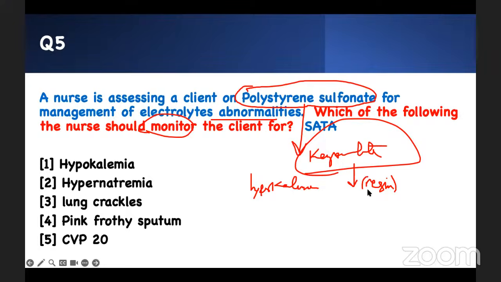It gets rid of stuff, especially potassium, and it exchanges it. How does it exchange? Because it's a resin system, it exchanges potassium for sodium. So it decreases potassium and increases sodium. That is its main function. I decrease potassium and I increase sodium. Therefore, I'm going to have a hypokalemia. I should monitor the patient for hypokalemia.